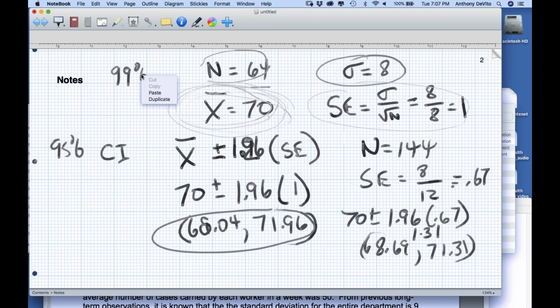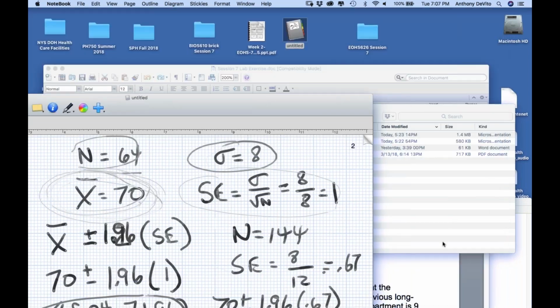Well, I can't. 1.96 is a z-score such that if you go that distance on either side of the mean, you have 95% of the values, and a 5% chance of being outside of that. What if I want to be 99% certain? Anybody remember what that z-score has to be? 2.58, right?